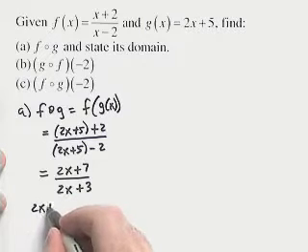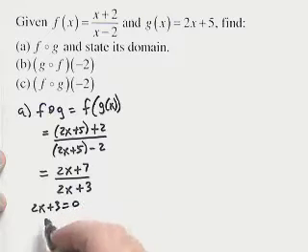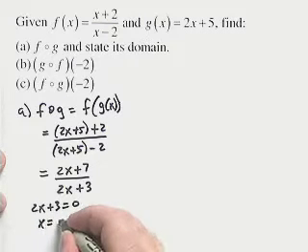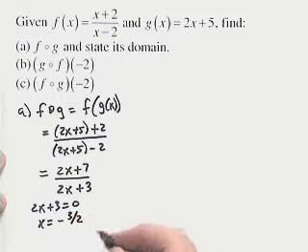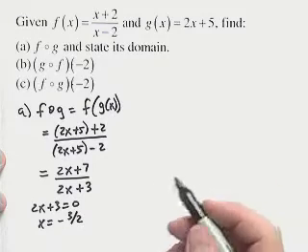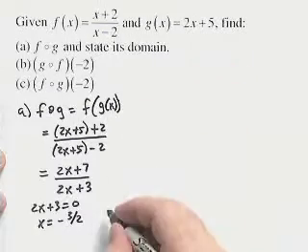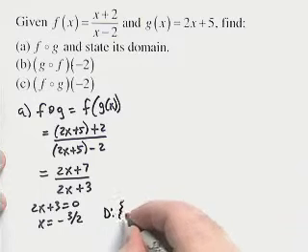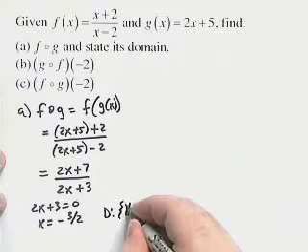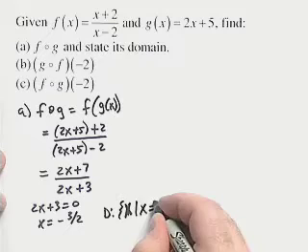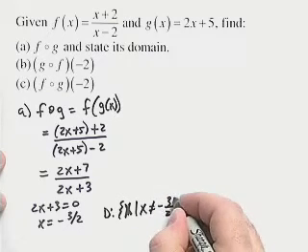If we set 2x plus 3 equal to 0 and solve that, we'll get that x is equal to negative 3 halves. And so the domain of our function will be all real numbers for x such that x is not equal to negative 3 halves.